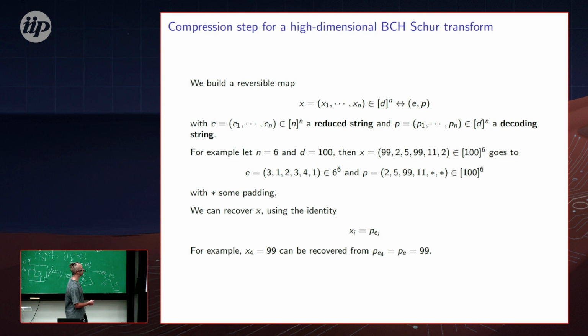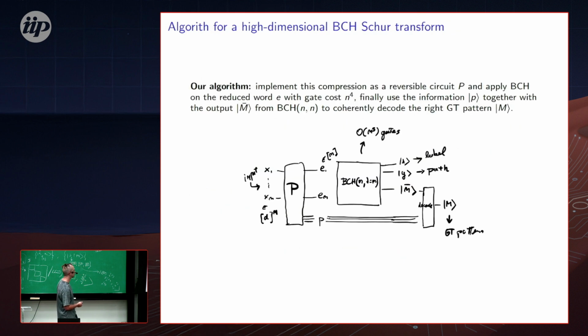And it can be implemented like with a reversible circuit, and it can therefore be put into a coherent quantum circuit. So this is the quantum circuit for the high dimensional VCH. We have the input X, an N-ended string, we apply P, we get the Is and a P. The P we just keep to the end. And the Is we send through VCH, but this is a compressed VCH. It's a VCH on N and D equal N.